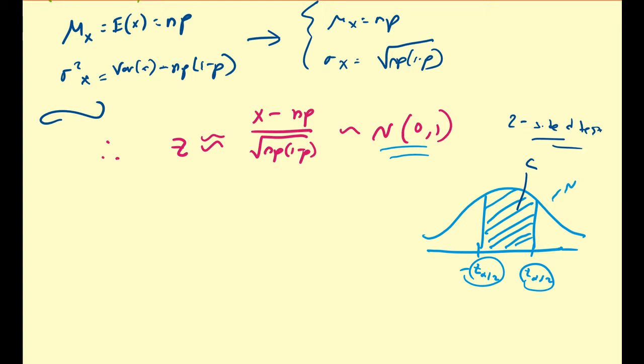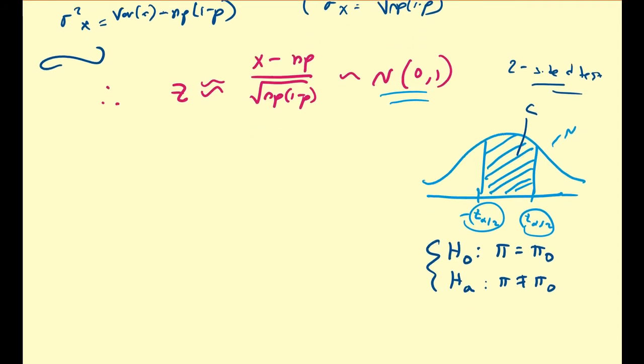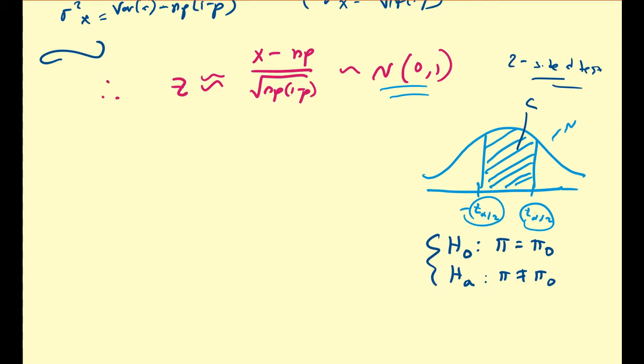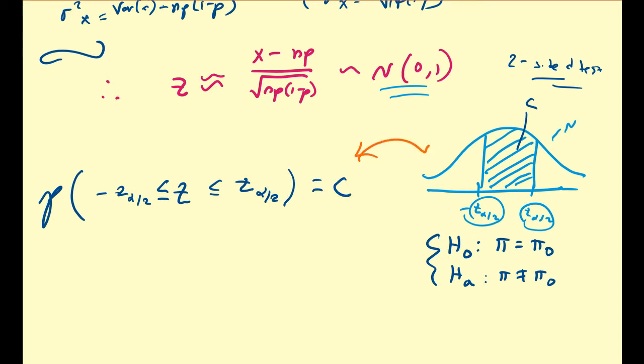And remember, when I say a two-sided test, we're going to be looking at the null hypothesis that the population proportion is equal to something, and the alternative is going to be pi does not equal whatever percentage they said. So that's what I mean by two-sided. According to this picture, the probability that z lies between minus z alpha over 2 and z alpha over 2 is going to be equal to c, and that's coming from this picture.